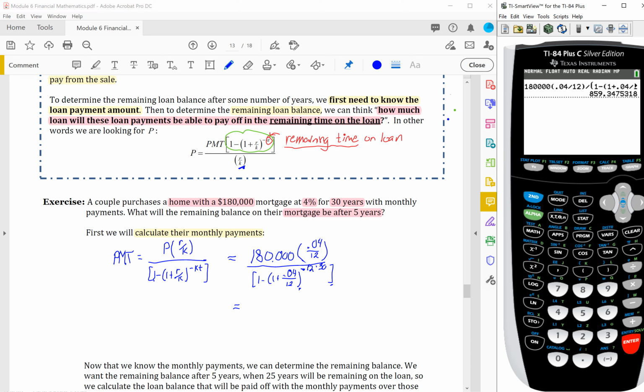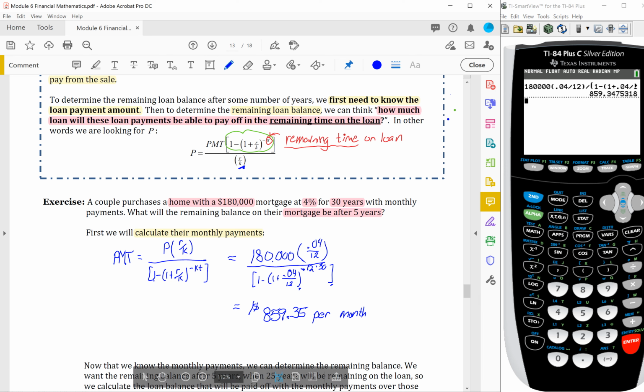Okay, and I get a payment amount of $859, and if I round this to the nearest penny, 35 cents per month. This is what this home will cost you every month in a mortgage payment. Okay, now that we have the payment amount, now we can come back and figure out what is going to be the remaining balance after 5 years.